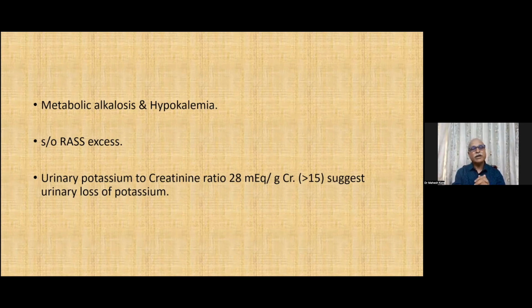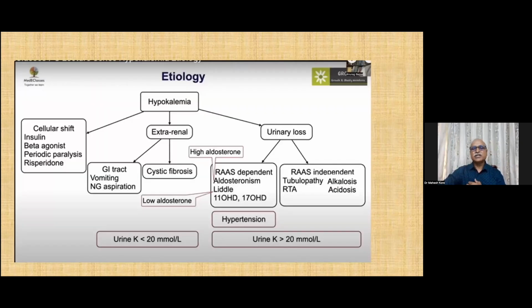And she had a metabolic alkalosis with hypokalemia, which was suggestive of RAAS excess. We have done a urinary potassium to creatinine ratio, which was 28, and which suggests that she is losing potassium from the urine. So, in your slide, sir, I have taken hypokalemia with urinary loss. Either we are dealing with RAAS excess, or Liddle syndrome, or 11-hydroxylase, or 17-hydroxylase deficiency. So these four or five were our differential diagnosis at that point of time.